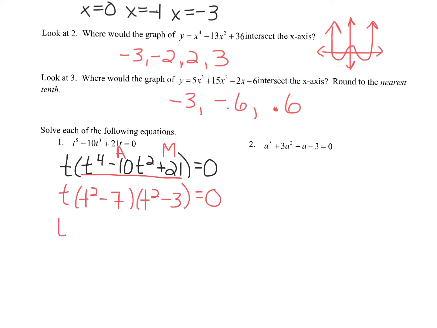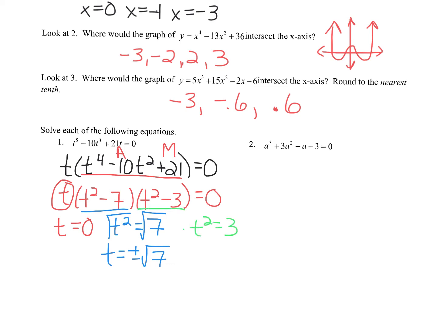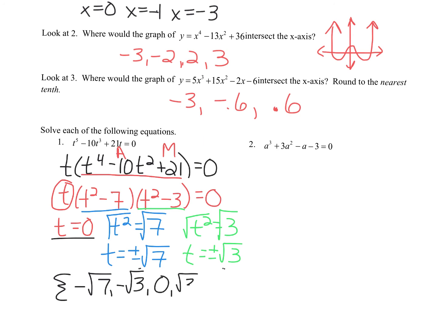Okay, so from here, we have t equals 0, right? When I set this one equal to 0, I just get t equals 0. This one, I get t squared, I'm going to move it over, equals 7. So when I take the square root, I'm going to get plus or minus the square root of 7. And this one, I'm going to get t squared equals 3. So when I take a square root, I am going to get plus or minus square root of 3. So when I look at this, I have 1, 2, 3, 4, 5 answers. If I wrote them in the brackets, I have negative radical 7. I'm going to write them in order, it doesn't matter, from largest to smallest. And then these are my 5 different answers.